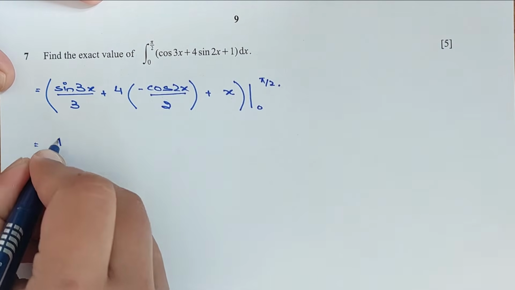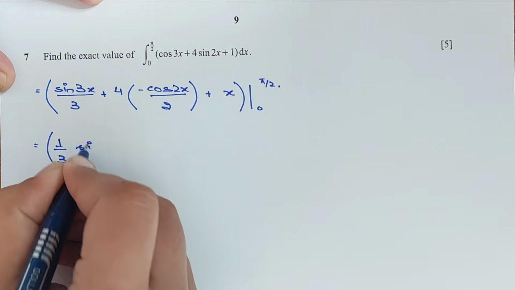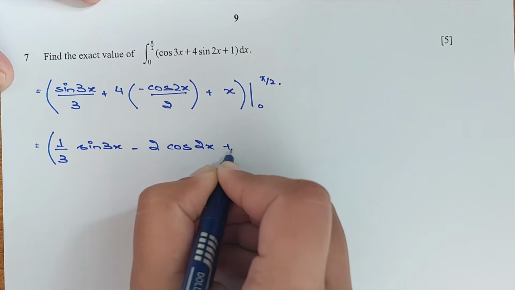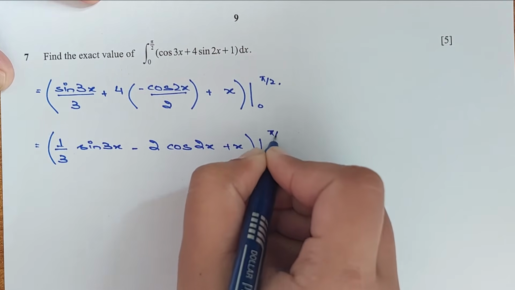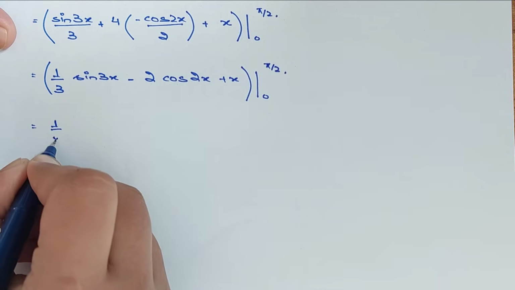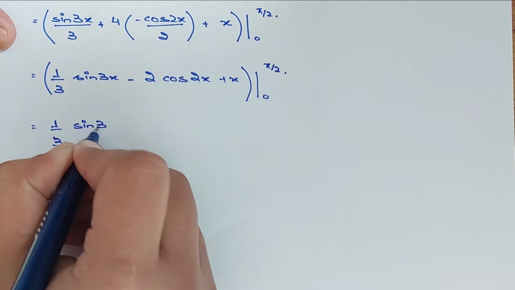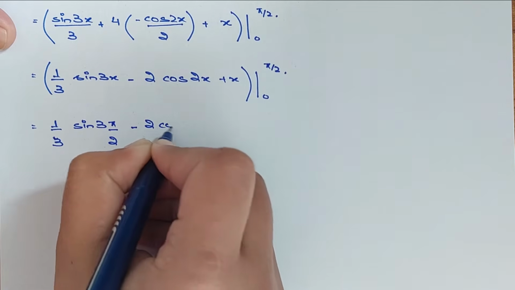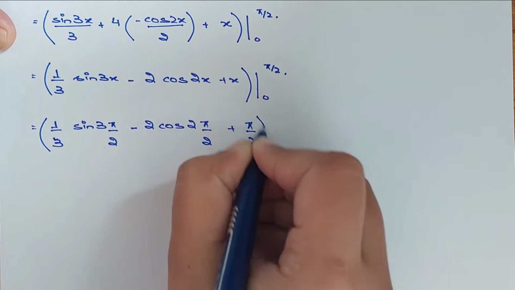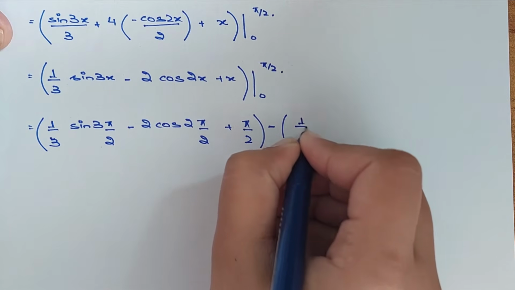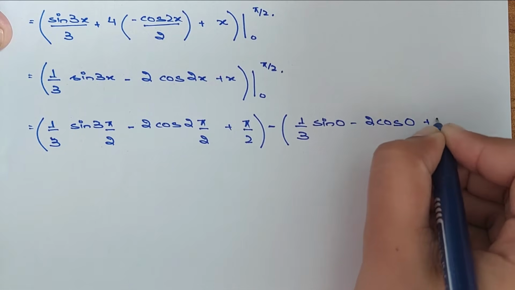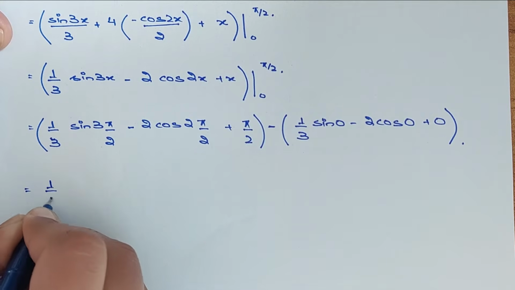Okay, further simplification, we have 1 by 3 sine 3x minus 2 cos 2x plus x, from 0 to pi by 2. Now let me substitute the limits. The upper limit is pi by 2: 1 by 3 sine 3 pi by 2 minus 2 cos 2 pi by 2 plus pi by 2. Subtract the lower limit, which is 0: 1 by 3 sine 0 minus 2 cos 0 plus 0, right?